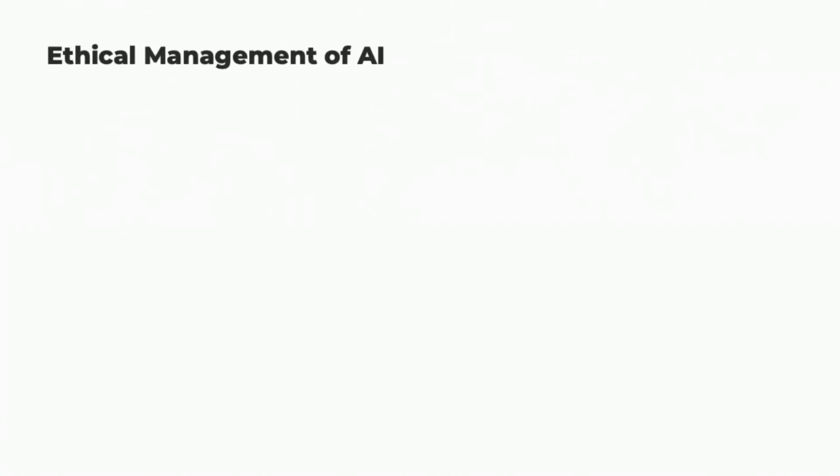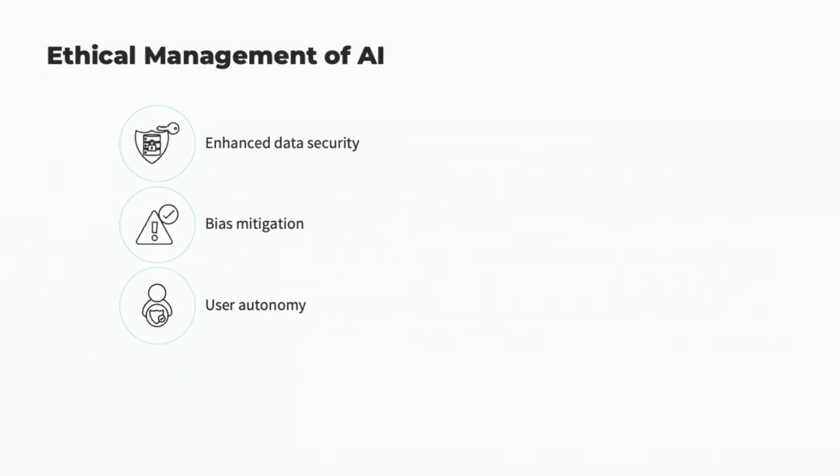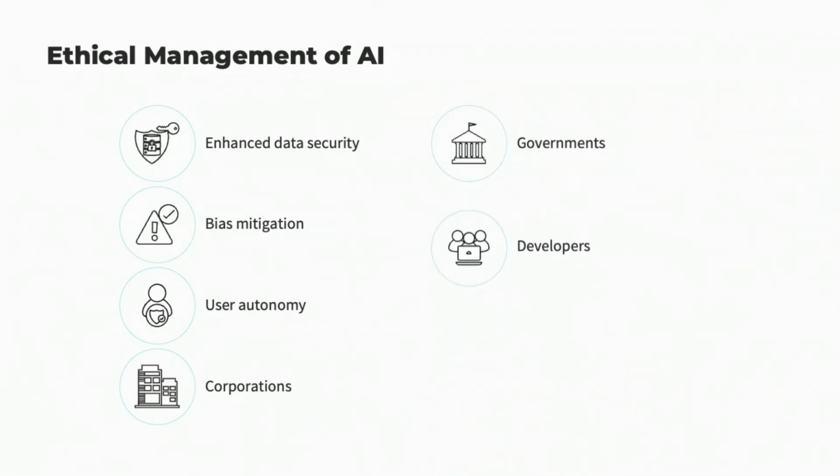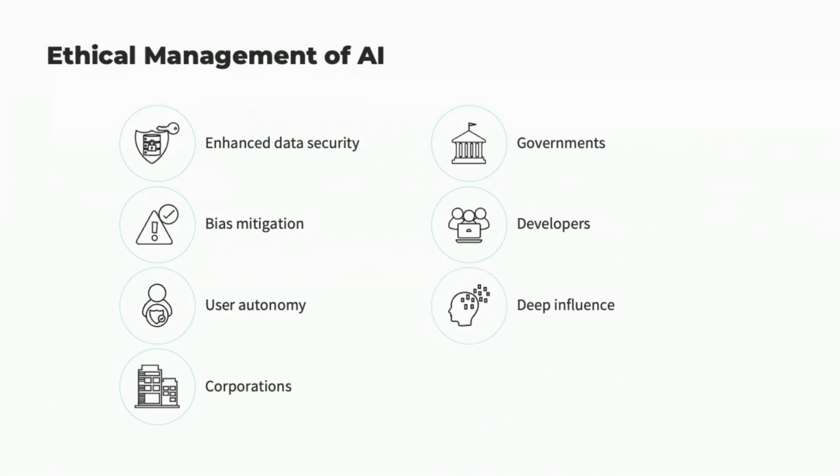Overall, the ethical management of AI demands a comprehensive approach, emphasizing enhanced data security, bias mitigation, and promoting transparency and user autonomy. It requires collaborative efforts from corporations, governments, and developers to ensure responsible and equitable AI advancement. Addressing these multifaceted challenges is crucial as AI deeply influences human communication, economic dynamics, and democratic governance.